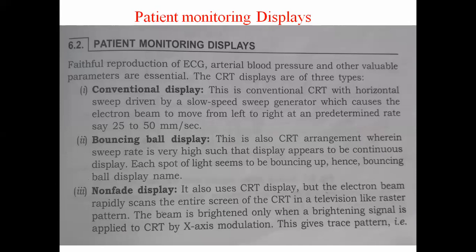So this bouncing ball display is used to produce multiple traces. These multiple traces will be identified by using an electronic chopper, before connecting to the vertical amplifier section. I will show you.